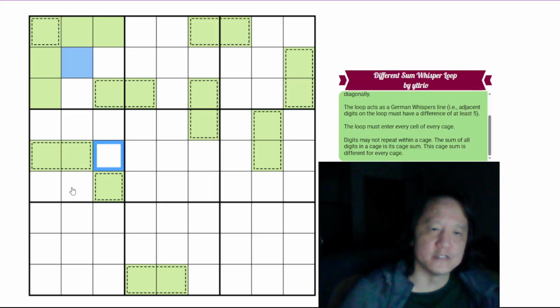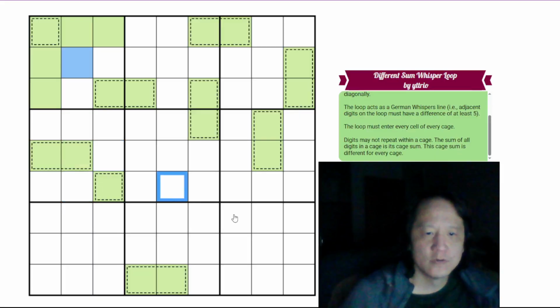One of these is on the loop, one of these is off. One of these is on the loop, one of these is off. Same with this. Okay.